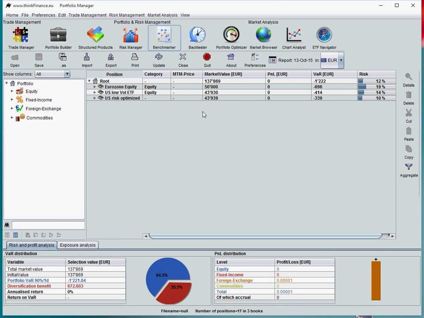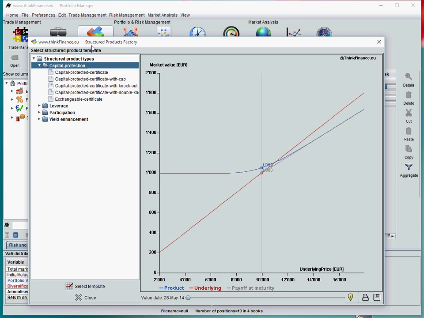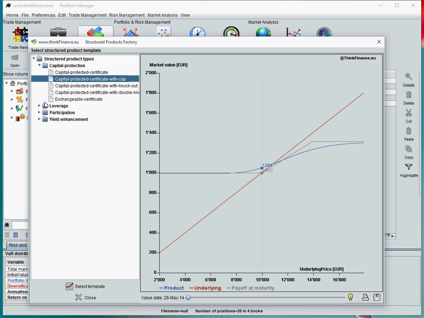The third option I want to consider is a structured product. So I'm opening the structured product factory, which offers a lot of different structured product templates. I can go through them here, and I see the payoff on the right hand side, and I'm looking for a conservative product again.